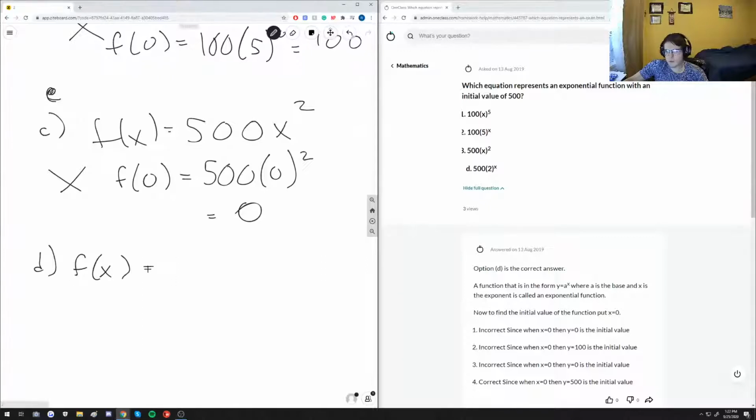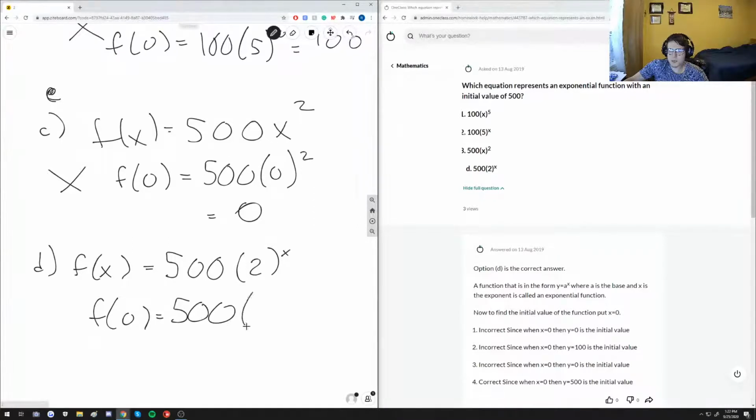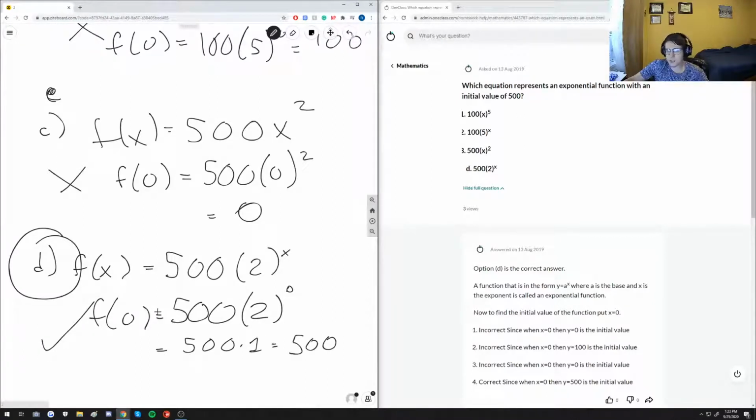We get f of x is equal to 500 times 2 to the x, and we want to solve for f of 0 once again. We get 500 times 2 to the 0th power. Anything raised to the 0th power is 1. We get 500 times 1, and then we get 500. Because f of 0 is 500, the initial value of D is 500, and that is our correct answer.